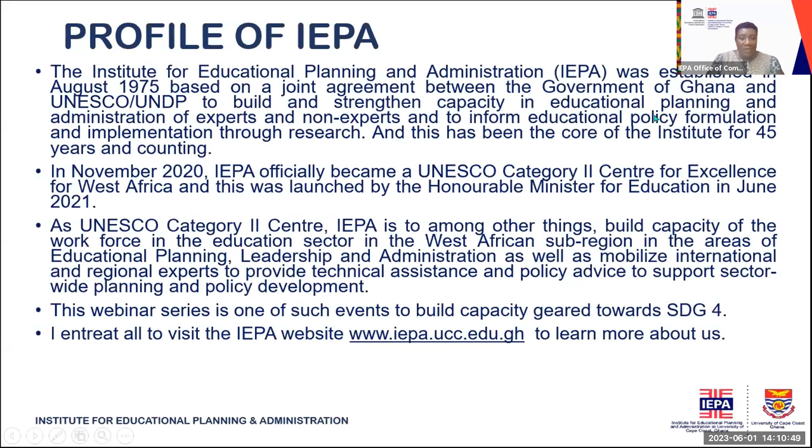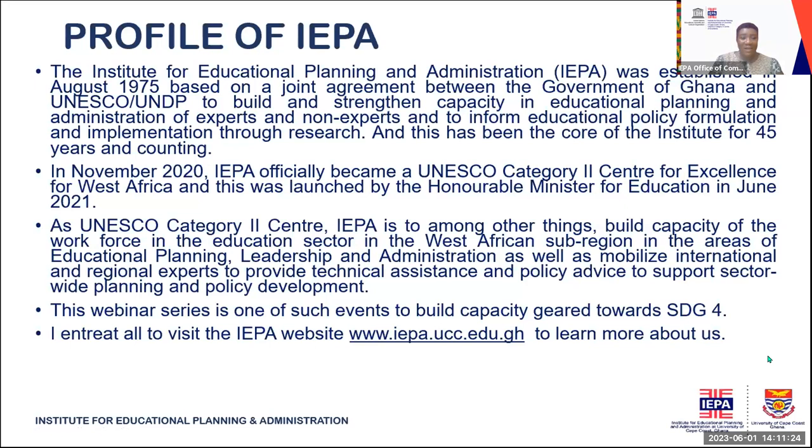So who are we at IEPA? IEPA, which stands for the Institute for Educational Planning and Administration, was established in August 1975 based on the joint agreement between the government of Ghana and UNESCO UNDP, to build and strengthen capacity in educational planning and administration of experts and non-experts, and to inform educational policy formulation and implementation through research. And this has been the core of what the Institute does for the past 45 years and counting.